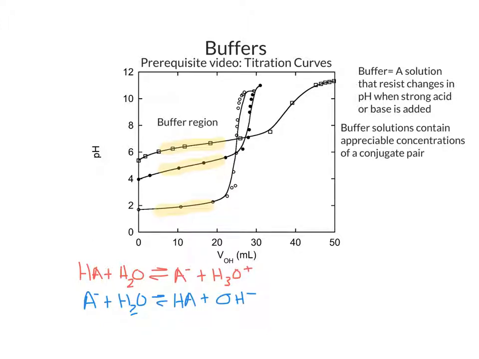You may have noticed that each of these three acids buffers at a different pH. So this first one buffers pretty well at a pH of about 2. This one buffers pretty well at a pH of about 5. And this one buffers pretty well at a pH of about 6.5 or 7. So why is it that different acids will buffer at different pHs?